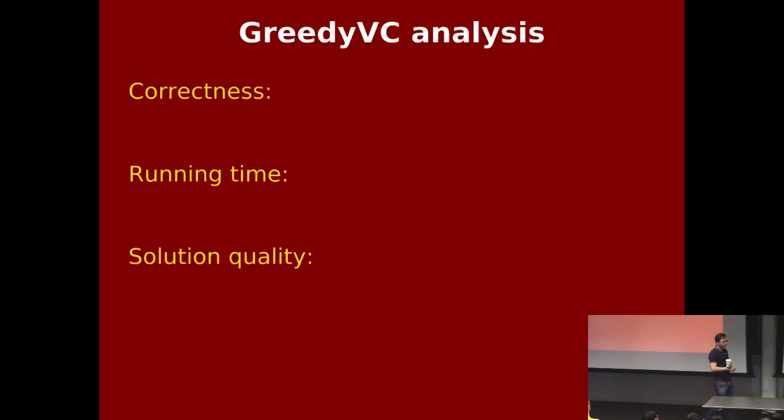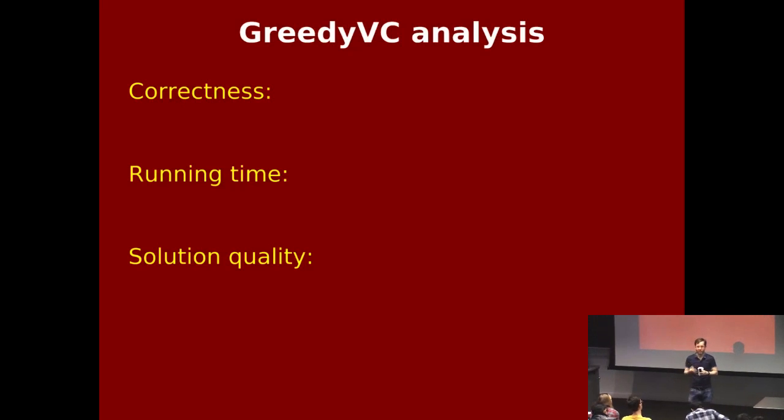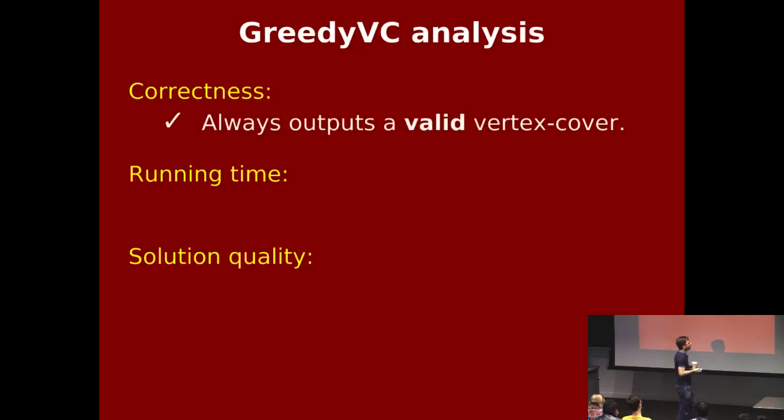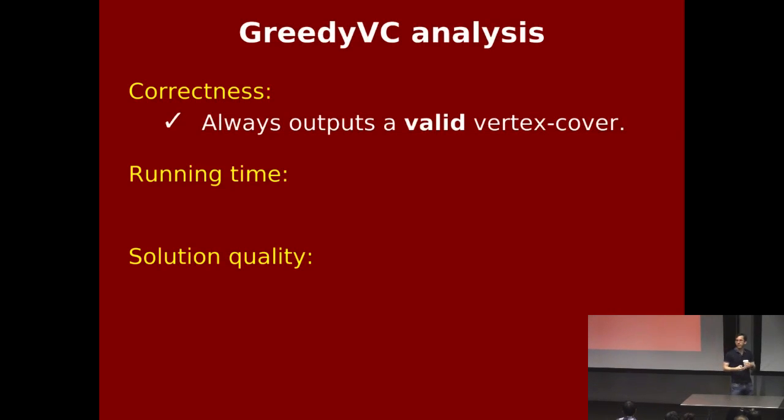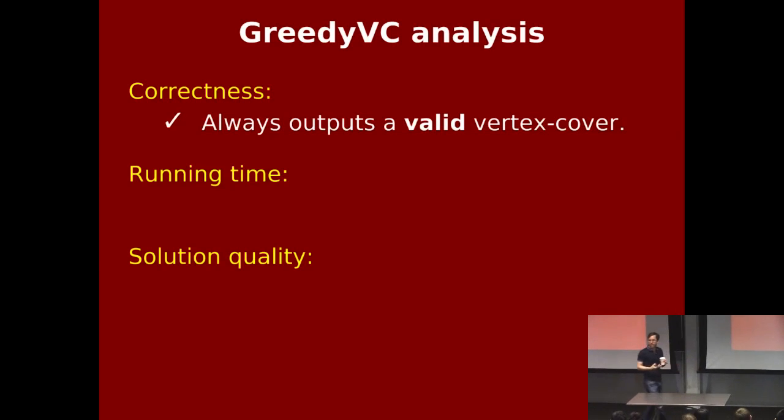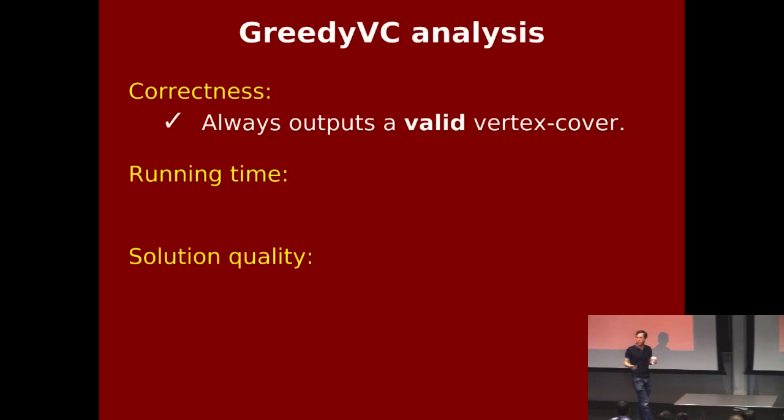So let's talk about how we analyze this algorithm. When you're analyzing approximation algorithms, there's always 3 things to think about: correctness, running time, and solution quality. Correctness means it should always output a vertex cover, a set of vertices that touches all the edges. That's clear, because it keeps going until it covers all the edges.